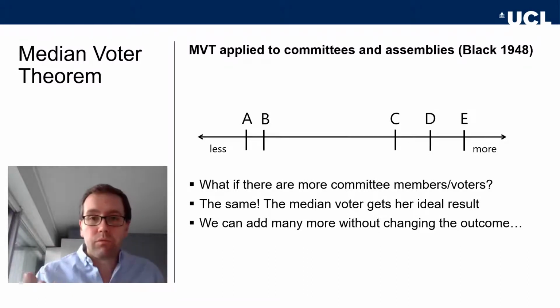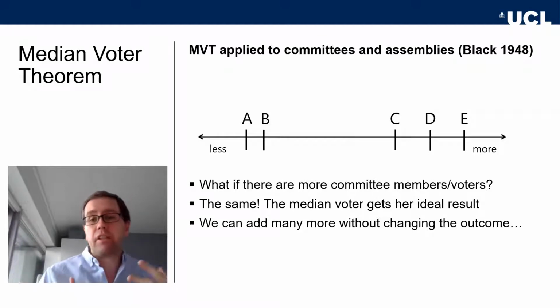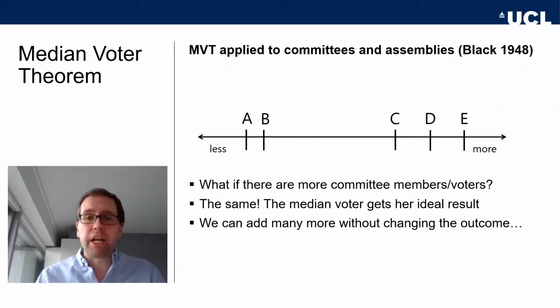And how do we know this? Well, we can verify that this is essentially an equilibrium because there's no point in the issue space that can defeat the outcome C. Think about it this way. If the outcome is C, can A and B propose something that defeats it, that is closer? No. Can D and E propose something that is better than C? No. Basically, any proposal that is not exactly on C's ideal point, on the median voter's ideal point, will get defeated in a vote.